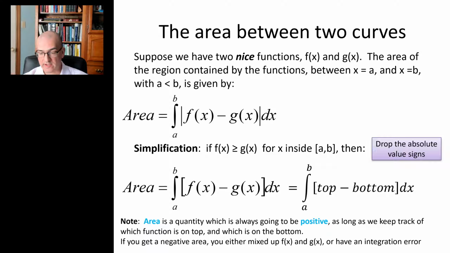If we do an area calculation, or what we think is an area calculation, and a negative result comes out, it's guaranteed to be wrong. So just watch for that. It means that we either constructed the expression incorrectly, or we have an error in our integral.